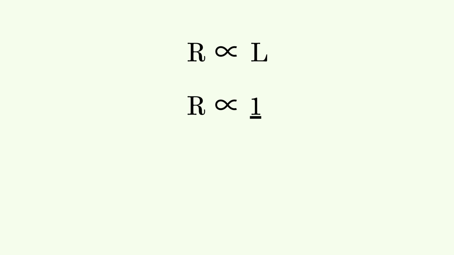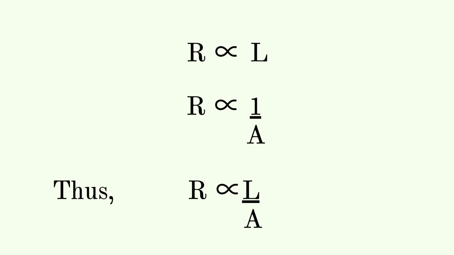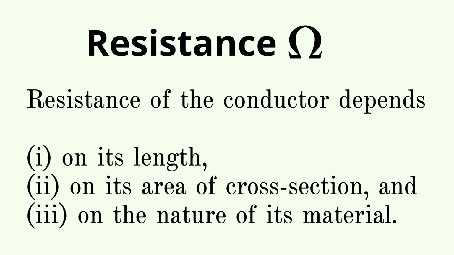Thus, precise measurements have shown that the resistance of a uniform metallic conductor is directly proportional to its length, denoted by L, and inversely proportional to the area of cross-section, denoted by A. So we can conclude from our observation that the resistance of the conductor depends on its length, on its area of cross-section, and on the nature of its material.